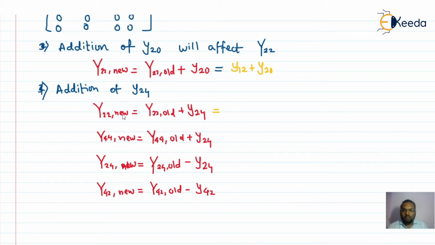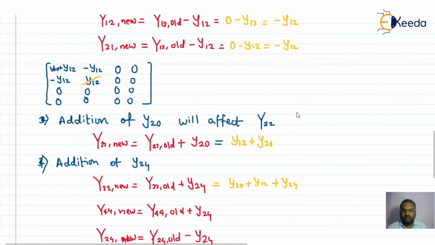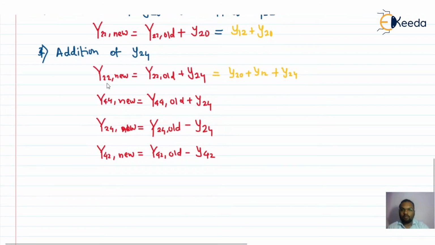First thing is y22 new. Already we know what is the latest value of y22. It is y20 old value plus y12 plus this y24 will come. Okay, so we have modified this entry. Again, further we have modified this y22.